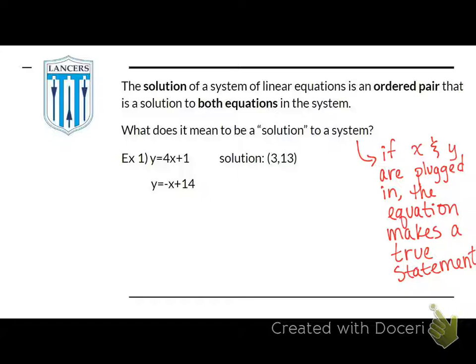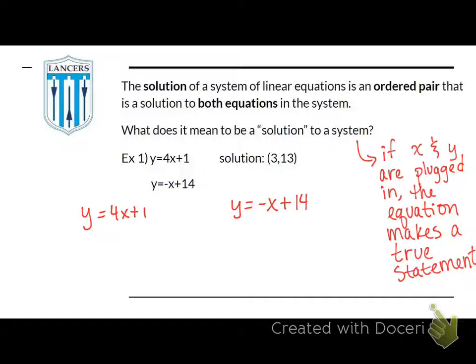So for example, they give us this system of equations, y equals 4x plus 1 and y equals negative x plus 14. They went ahead and gave us a solution of (3, 13). So we can show that that's definitely the solution by taking each equation, y equals 4x plus 1 and y equals negative x plus 14, and plugging in the x's and y's and seeing if we get true statements. I guess we're trying to check to see if this works.